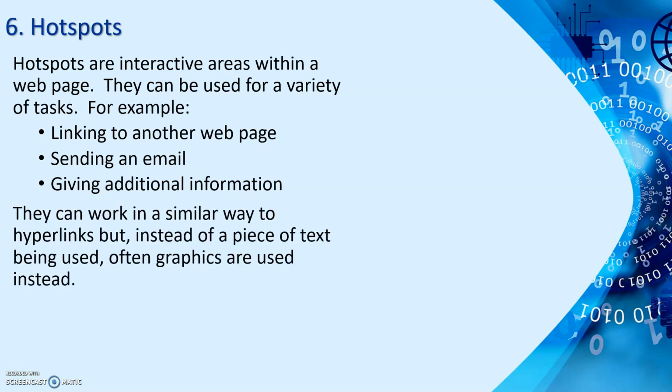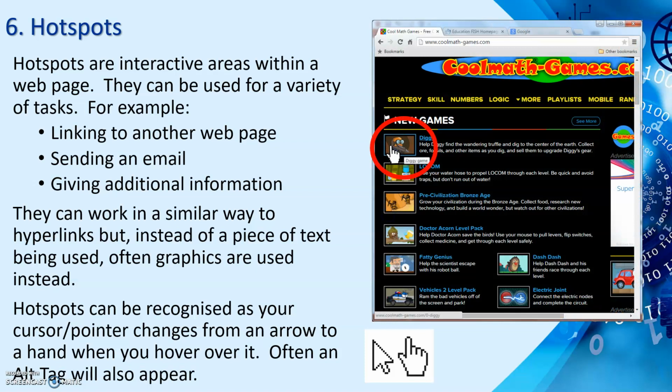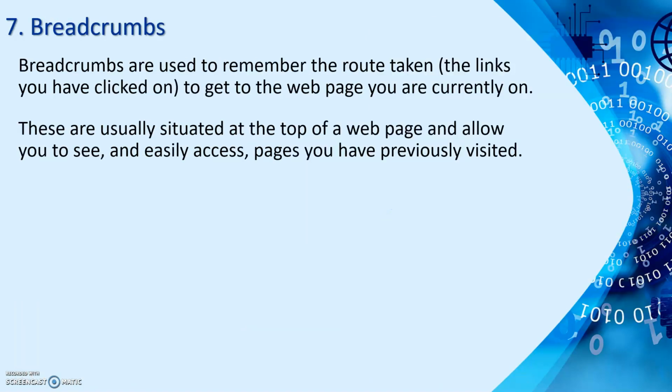They work in a similar way to hyperlinks, but instead of a piece of text being used, often we have a picture. We use graphics instead. And hotspots can be recognized because your cursor or your pointer changes from an arrow to a wee pointy hand when you hover over it. And often an alt tag will also appear. So here we've got cool maths games and there is a hotspot where the pointer is turned into the pointy finger and a little alt tag called Diggy Game has popped up. Okay, that's a hotspot.